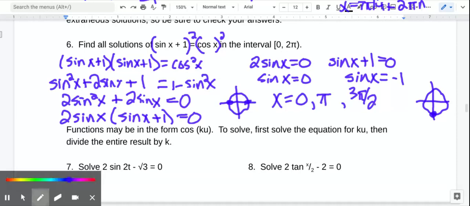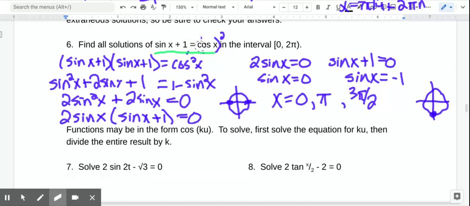Now remember, back at the very beginning, I squared both sides of the equation. Okay, so I have to go back to this original equation without the squares. I have to go back and make sure that these actually work. Okay, so let's try that. So first I'm going to plug in 0. So I want to know, is the sine of 0 plus 1 equal to the cosine of 0? Sine of 0 is 0. Cosine of 0 is 1. So that one does work.